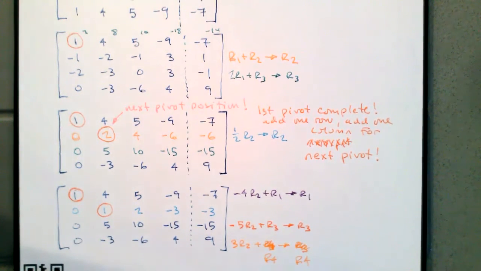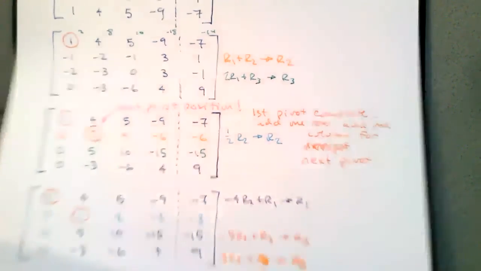So the new augmented matrix will look like 1, 0, -3, 0, 5. I'm just going to write this down. 1, 0, -3, 0, 5. And you can check my arithmetic.